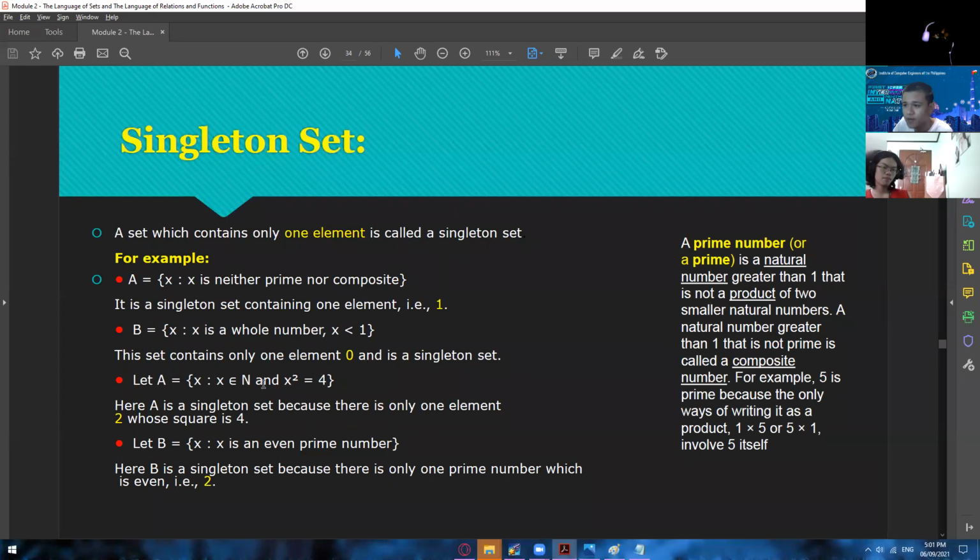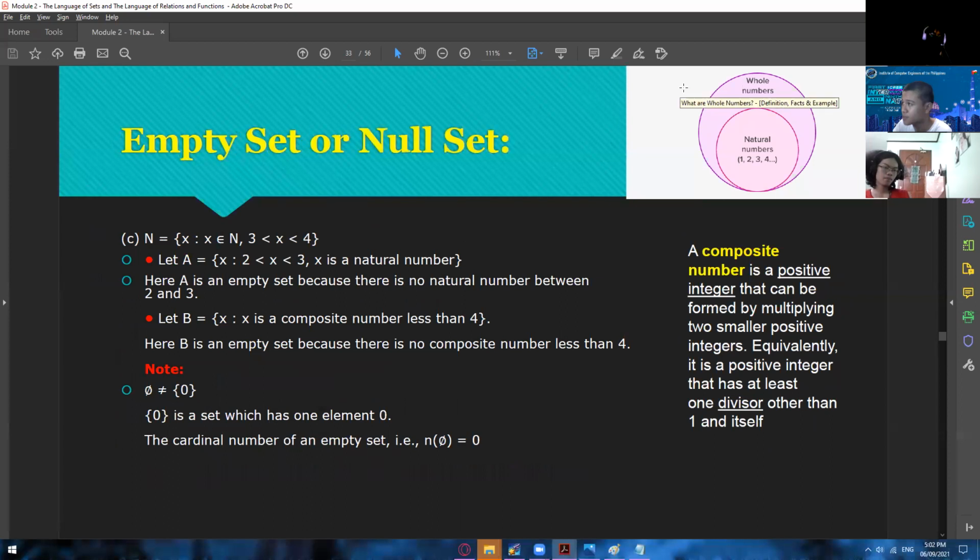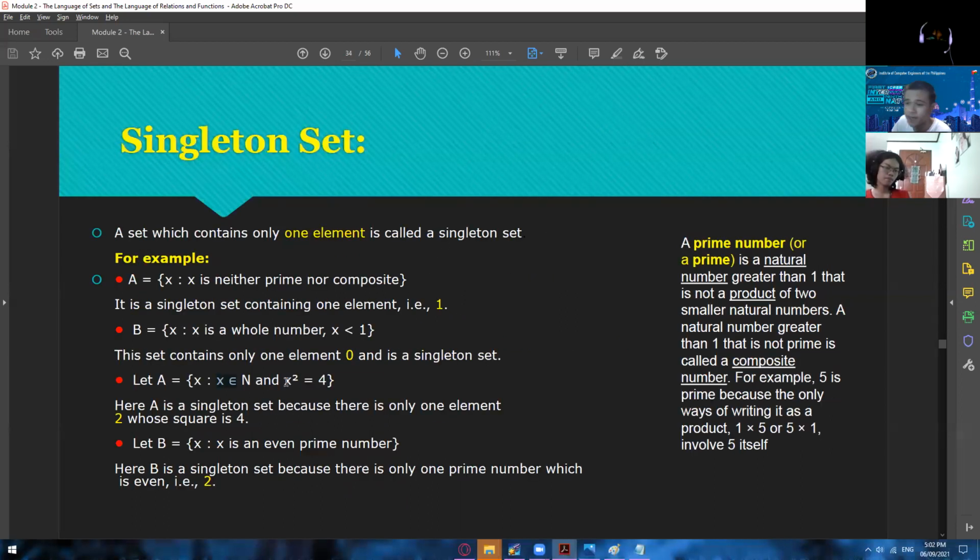And then for the third one, we have here X is an element of n and X squared is equal to 4. So in here, we now have two conditions. The first condition is X is a natural number. So what are those natural numbers? We have 1 and above. And then we have another condition wherein X squared is equal to 4. So we must meet two conditions for us to be able to say that it is an element of that certain set, or that set A.